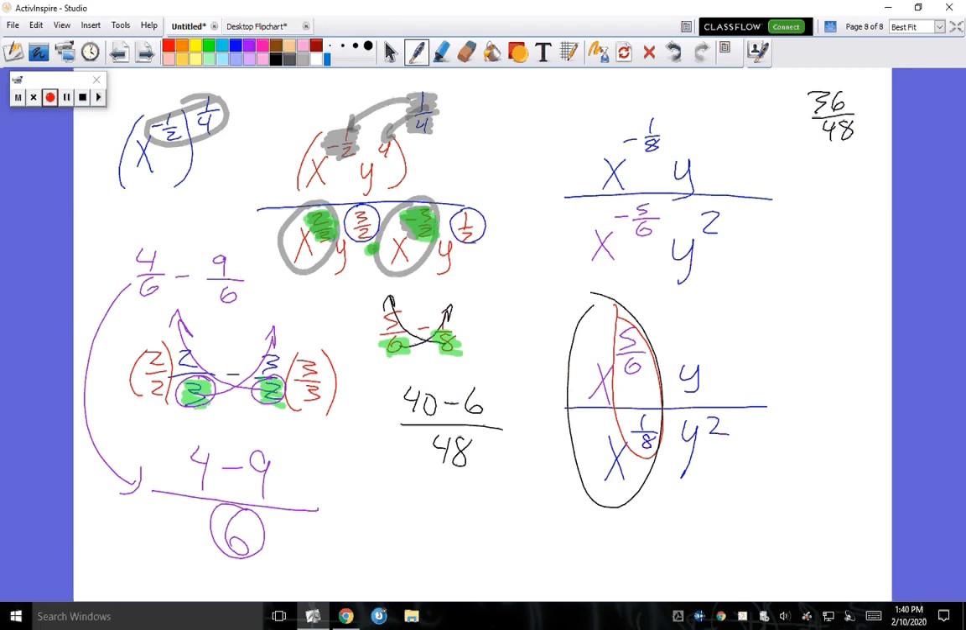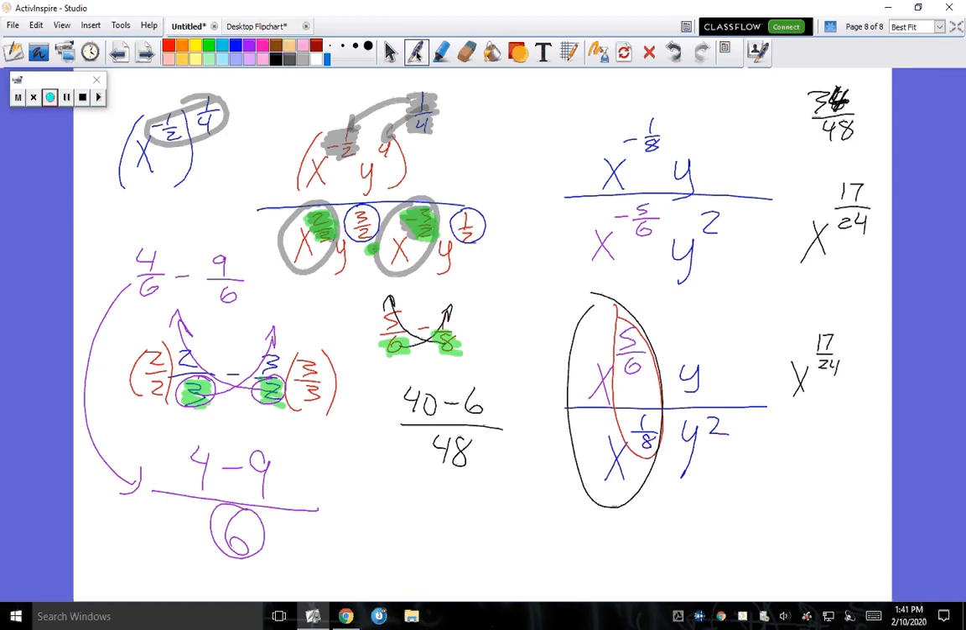Oh, wait. It's 34. Okay, I'm sorry. Thank you. 34 over 48. What does that reduce to? 34 over 48. 17/24. Okay, here we go. Does that belong in the numerator or denominator the way I did it? In the numerator.